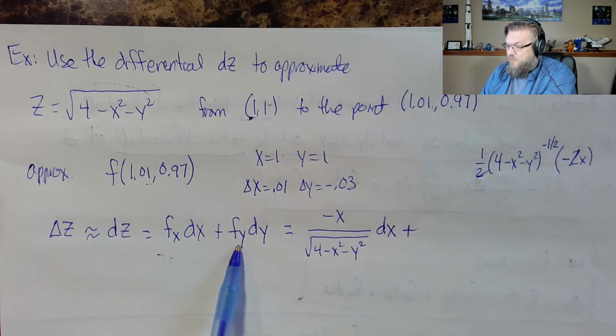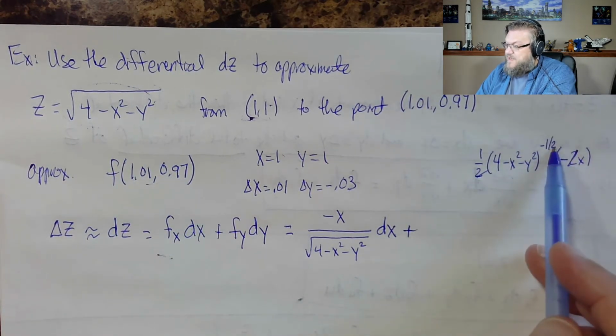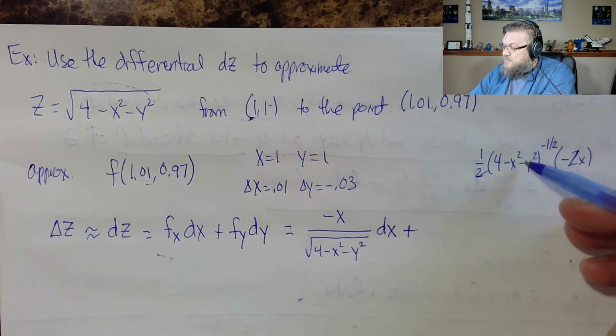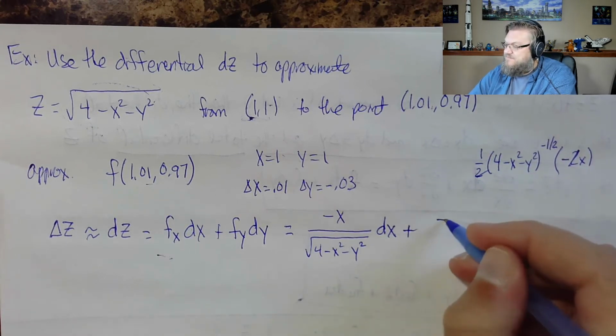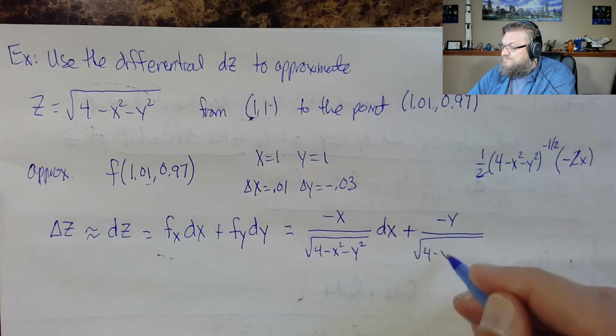Plus, take the partial with respect to y. It's going to be the similar derivative, right? This part's the same, but now I'm multiplying by the derivative of the inside with respect to y. So now it'll be negative y, 2y, negative 2y. The 2's will cancel again, but leave me a negative y instead. So I get this.